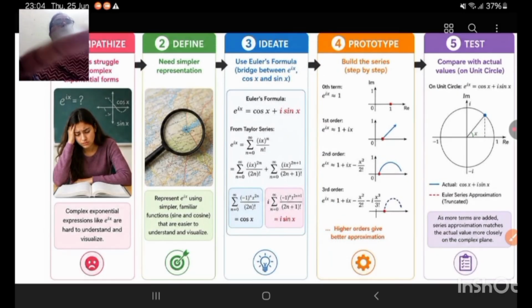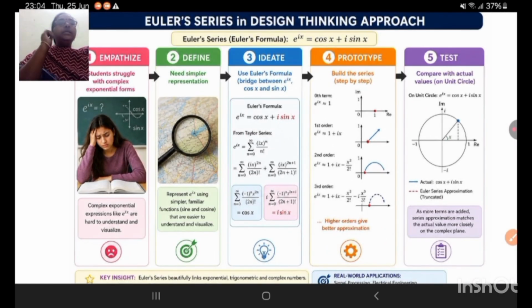DT with Euler's method is basically a design thinking approach having 5 stages: empathize, define, ideate, prototype, test. In the empathize stage, students struggle with complex exponential forms, that means e power ix, and find the visualizations hard to understand. In the define stage, we need to simplify the representation, here in terms of sine and cos. We can write these equations.